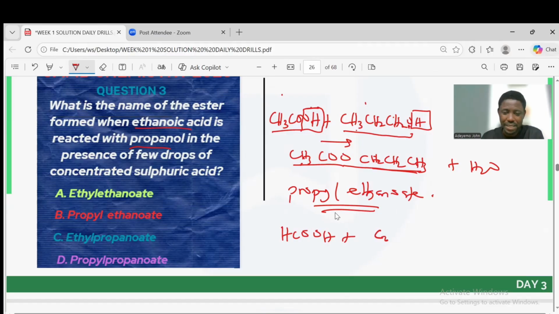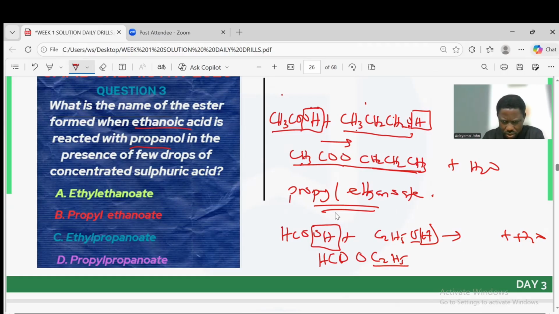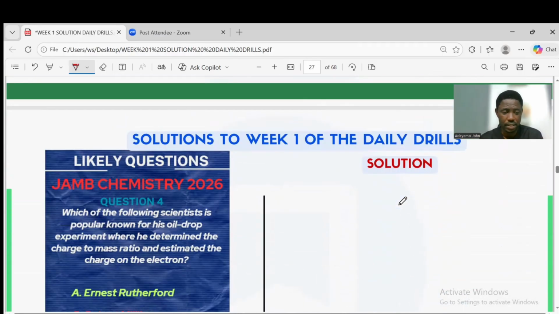Methanoic acid plus ethanol. You can see that, let's say OH is lost here and H is lost here. That is water. So what is left? Combine them, you get HCO, then another O, then C2H5. This C2H5 from ethanol will be ethyl. Then this is methanoic acid, methanoate. So that is how to name an ester. It's very easy. If you need more on that, I'll make a video for you.